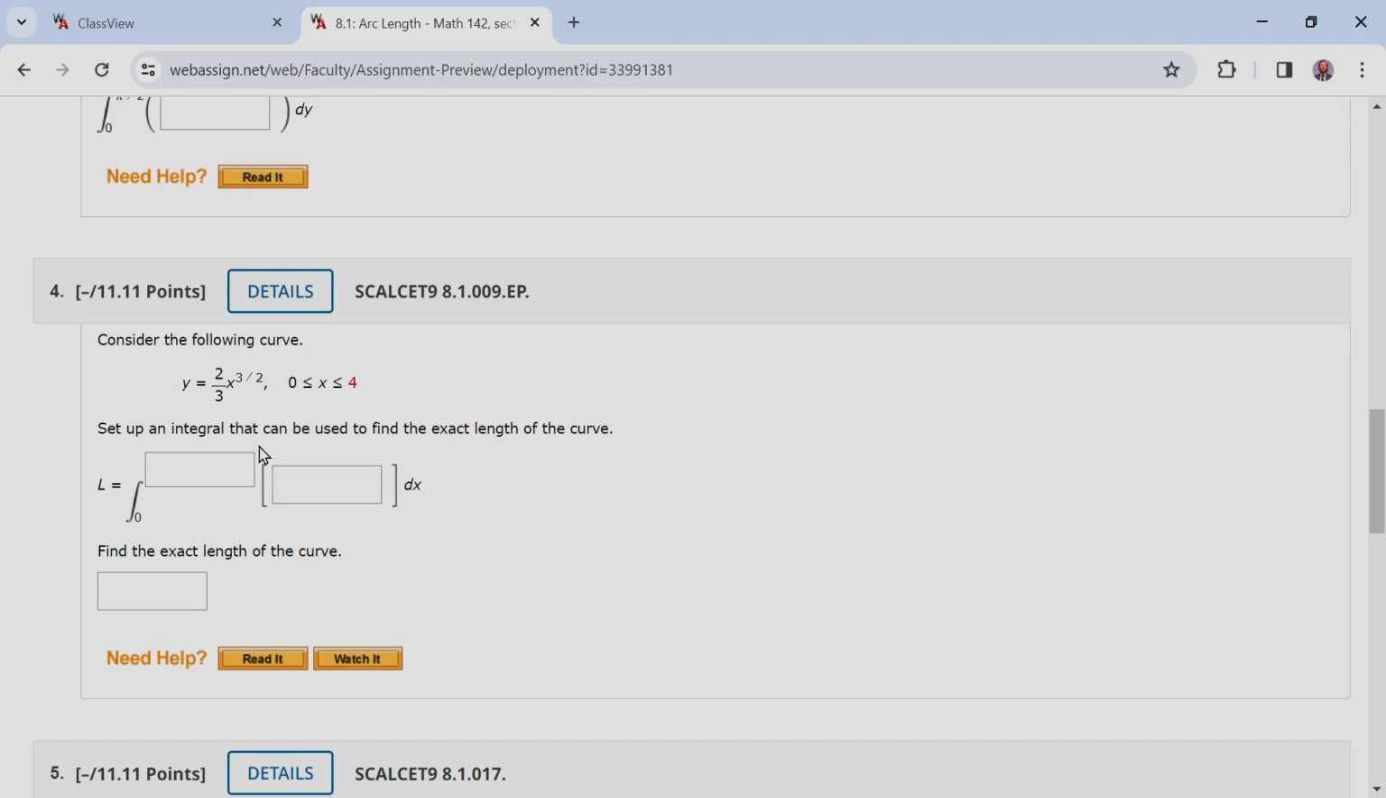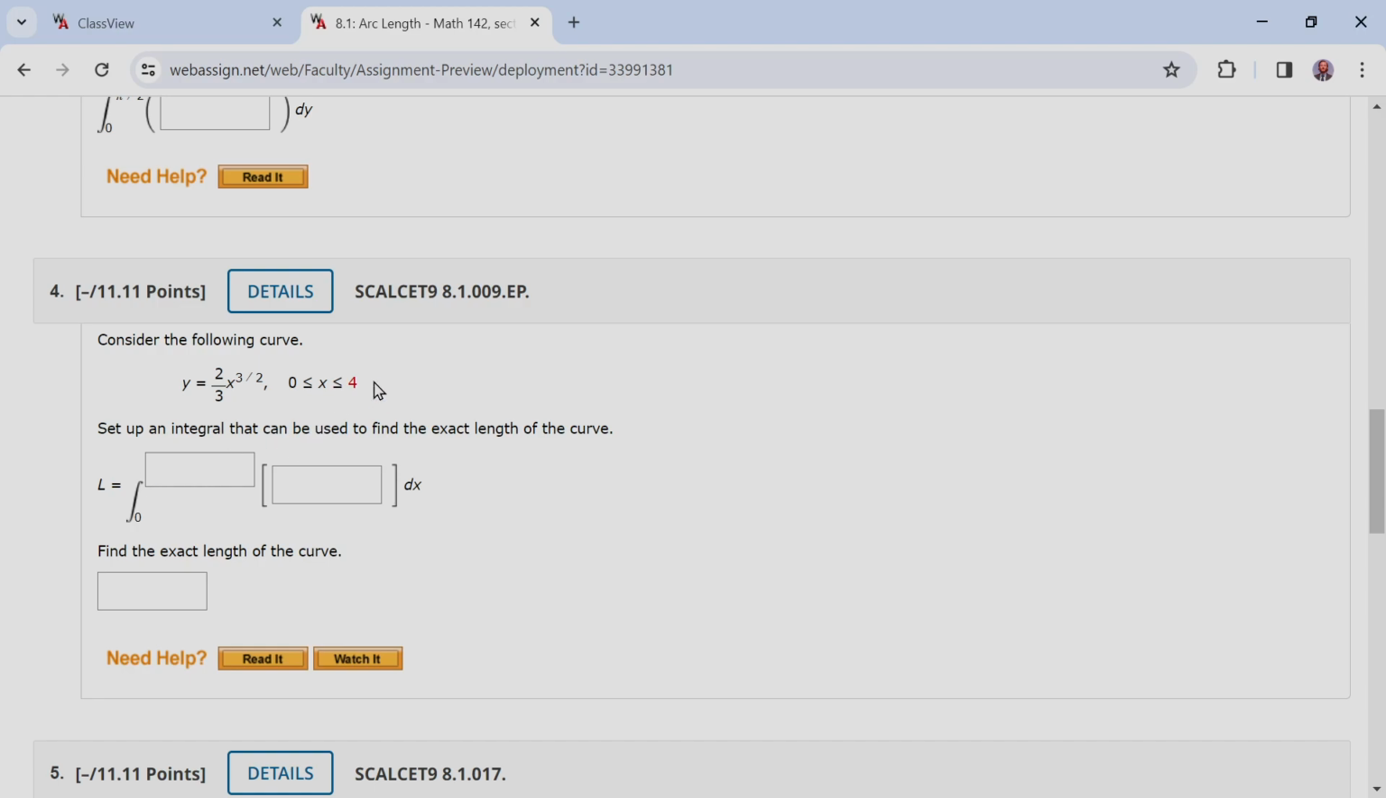So set up an integral that could be used to find the exact value, okay? This one actually is not too bad. When you have x to the 3 halves, that works out pretty nicely. So the derivative here is just going to be x to the 1 half. And then whenever you square x to the 1 half, you'll get x to the 1. So you'll have square root of 1 plus x to the 1, or just 1 plus x, right? And then the integral here is going to be between 0 and 4, because those are our bounds.